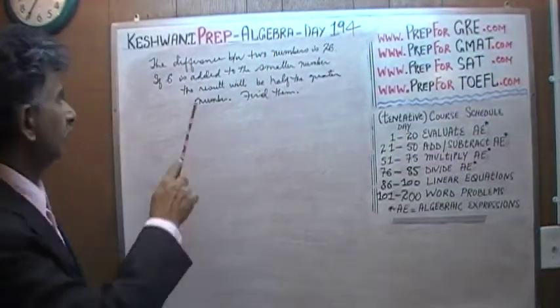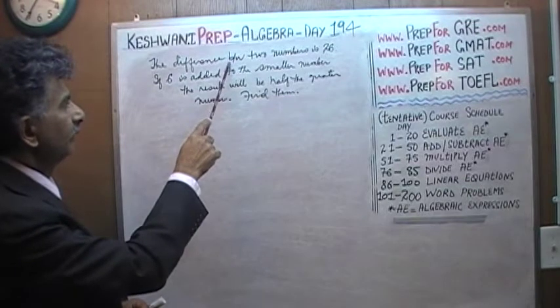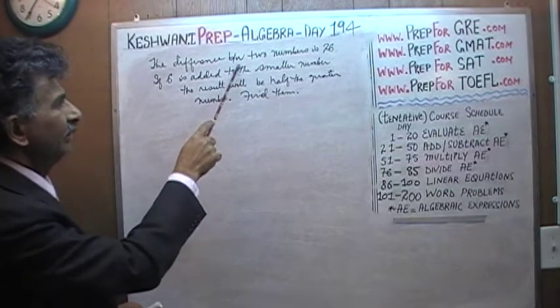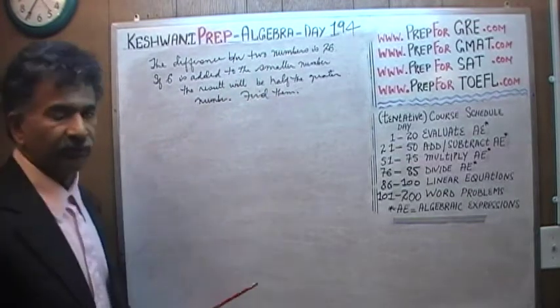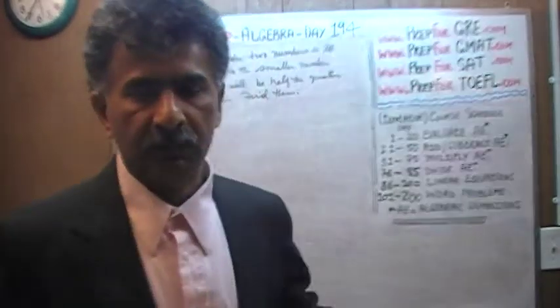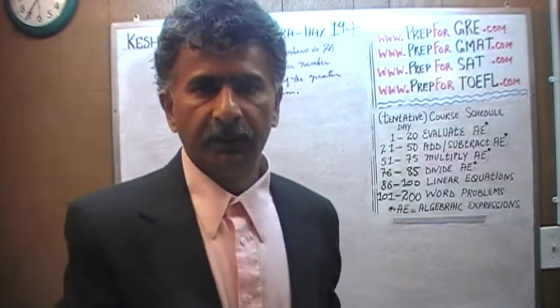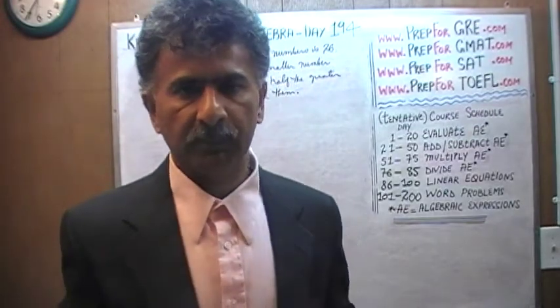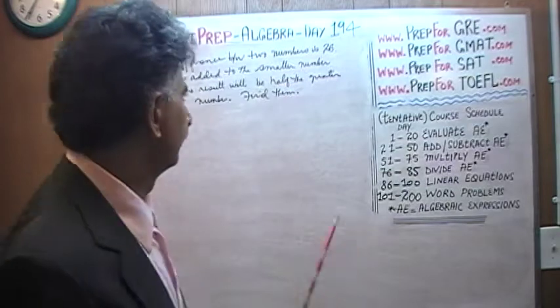It says the difference between two numbers is 26. So we are told that we have two numbers, one is greater than the other obviously, and the greater number is 26 bigger than the smaller one. The difference between the two numbers is 26.